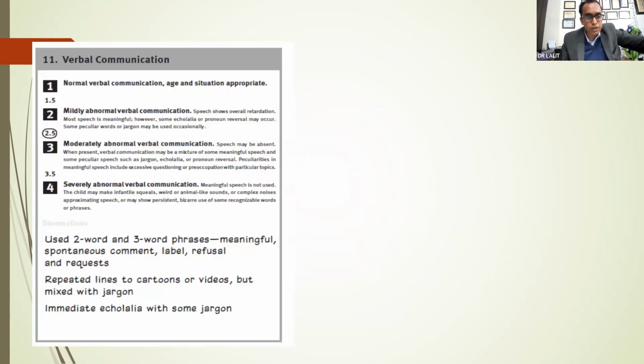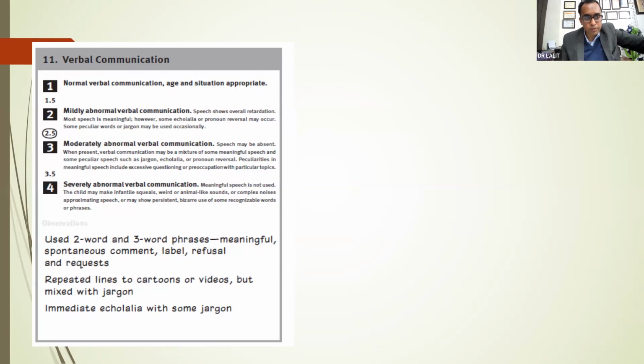So in this verbal communication, the observer observed that he used 2 to 3 word phrases, which were meaningful: spontaneous comments, labels, refusals and requests. So that means he was giving phrases of 2 to 3 words, and they were repeated lines from cartoons or videos, but mixed with jargon. So he was doing repeated lines. So echolalia was there along with some mixed jargon speech. So immediate echolalia with some jargon, as I have told you.